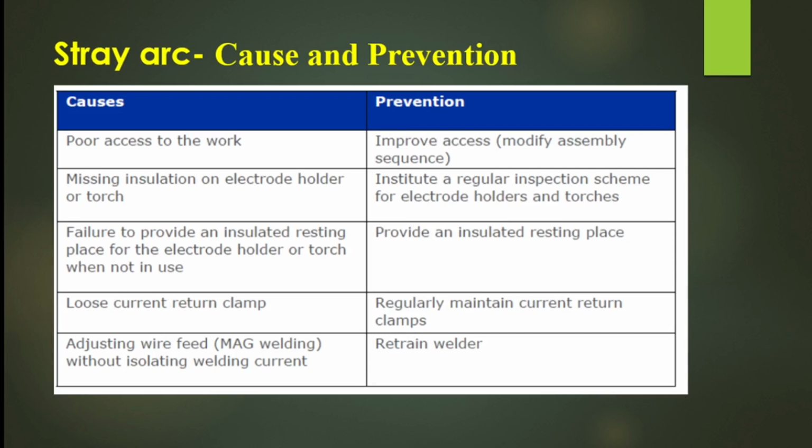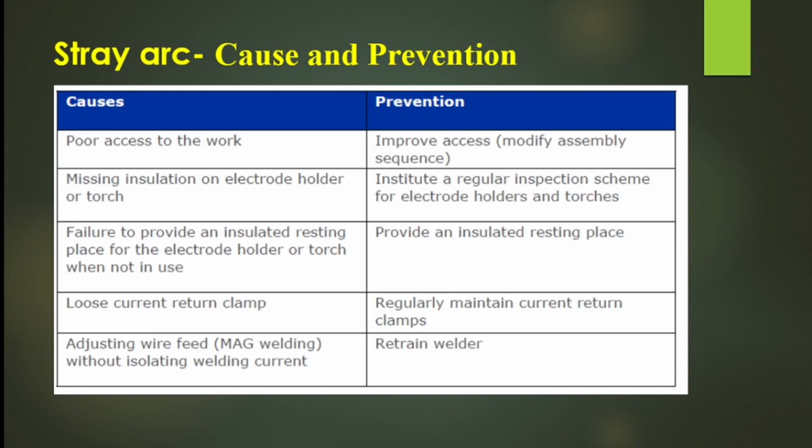First is poor access to the work. If the workplace has poor access, it can happen. So we need to improve access and modify the assembly sequence. Then missing insulation on the electrode holder or torch. If the electrode holder or torch is missing insulation, it can happen. So institute a regular inspection scheme for electrode holders and torches, to check whether they are in suitable condition to use. Then the failure to provide an isolated resting place for the electrode holder or torch when not in use. So provide an isolated resting place.